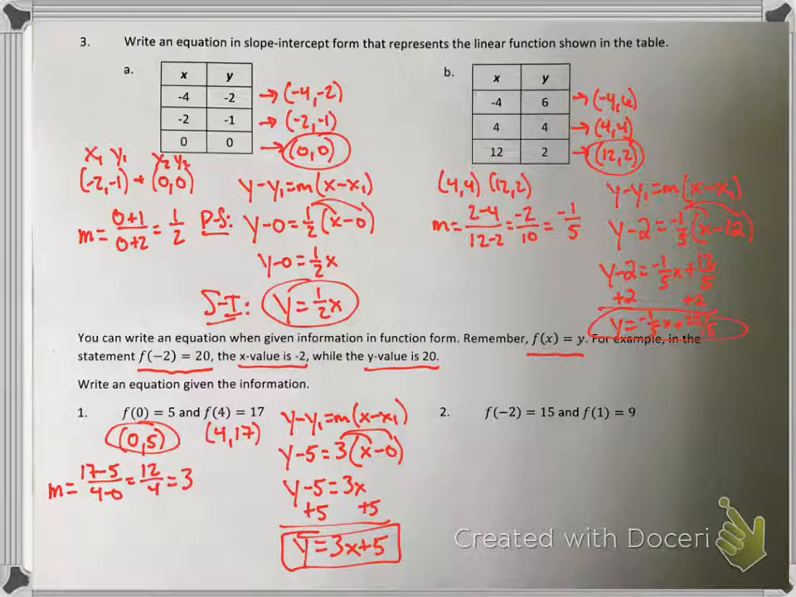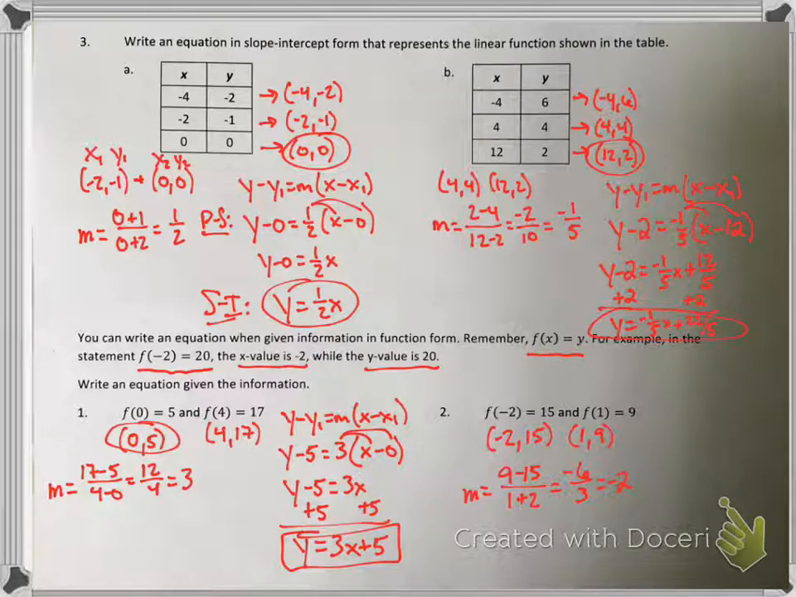Second example is the exact same idea. If I have 2 things written in function form, I've got 2 ordered pairs. So f of negative 2 equals 15 is the same thing as the ordered pair, negative 2, 15. F of 1 equals 9 is the same thing as 1, 9. You got 2 ordered pairs, go find the slope. So 9 minus 15 over 1 plus 2. Again, same as 1 minus negative 2. So that ends up with negative 6 over 3, which simplifies down to negative 2.